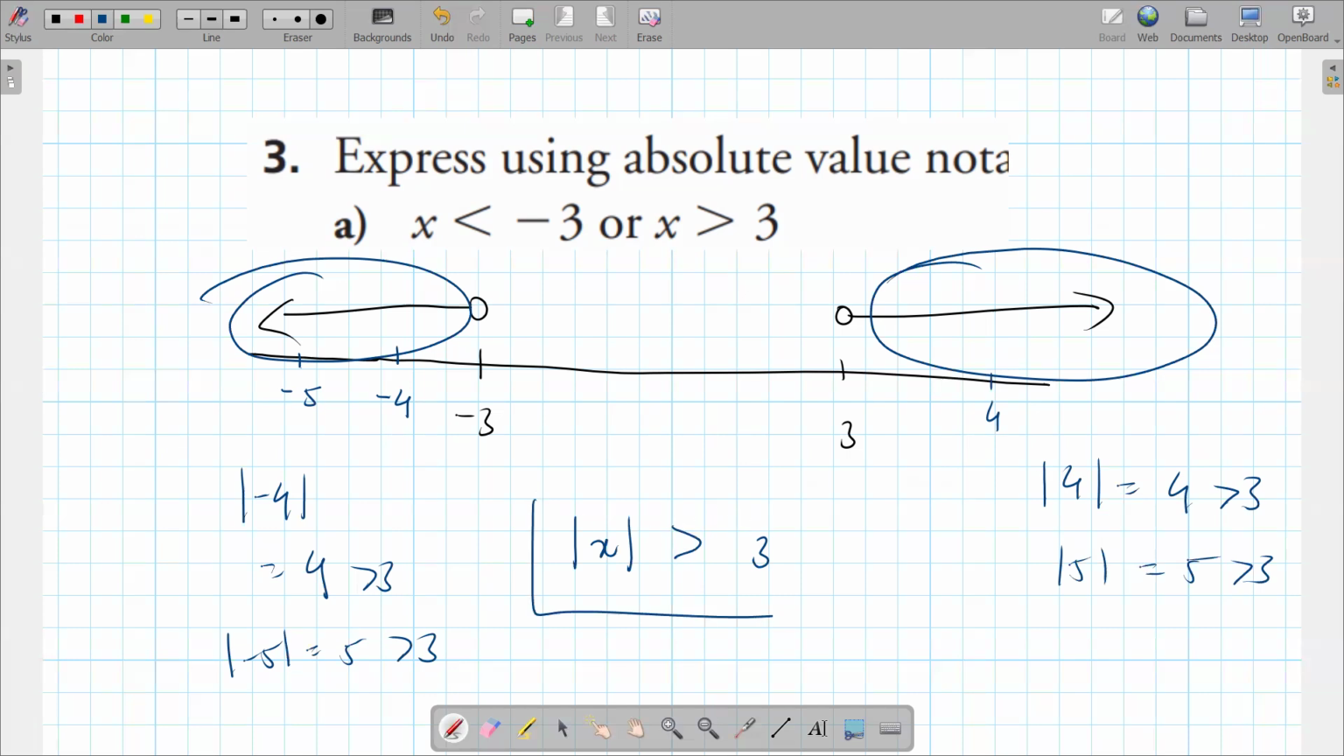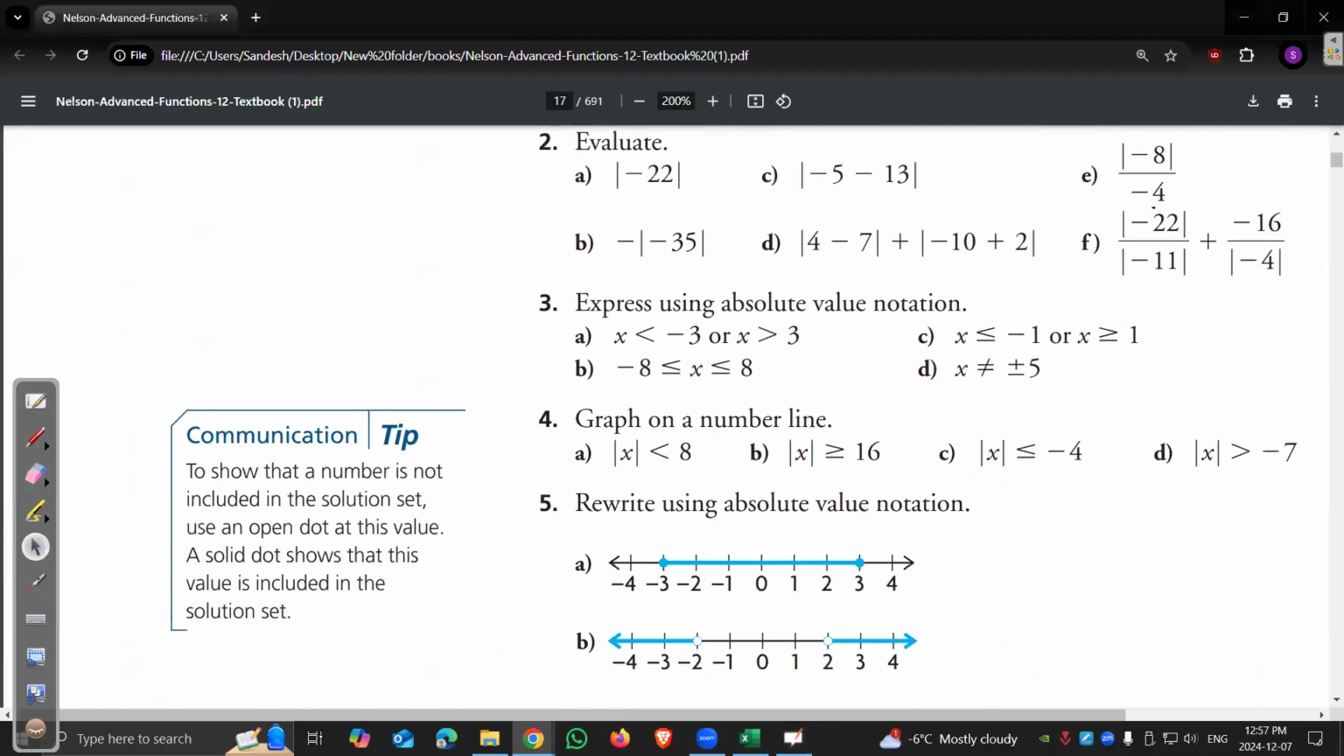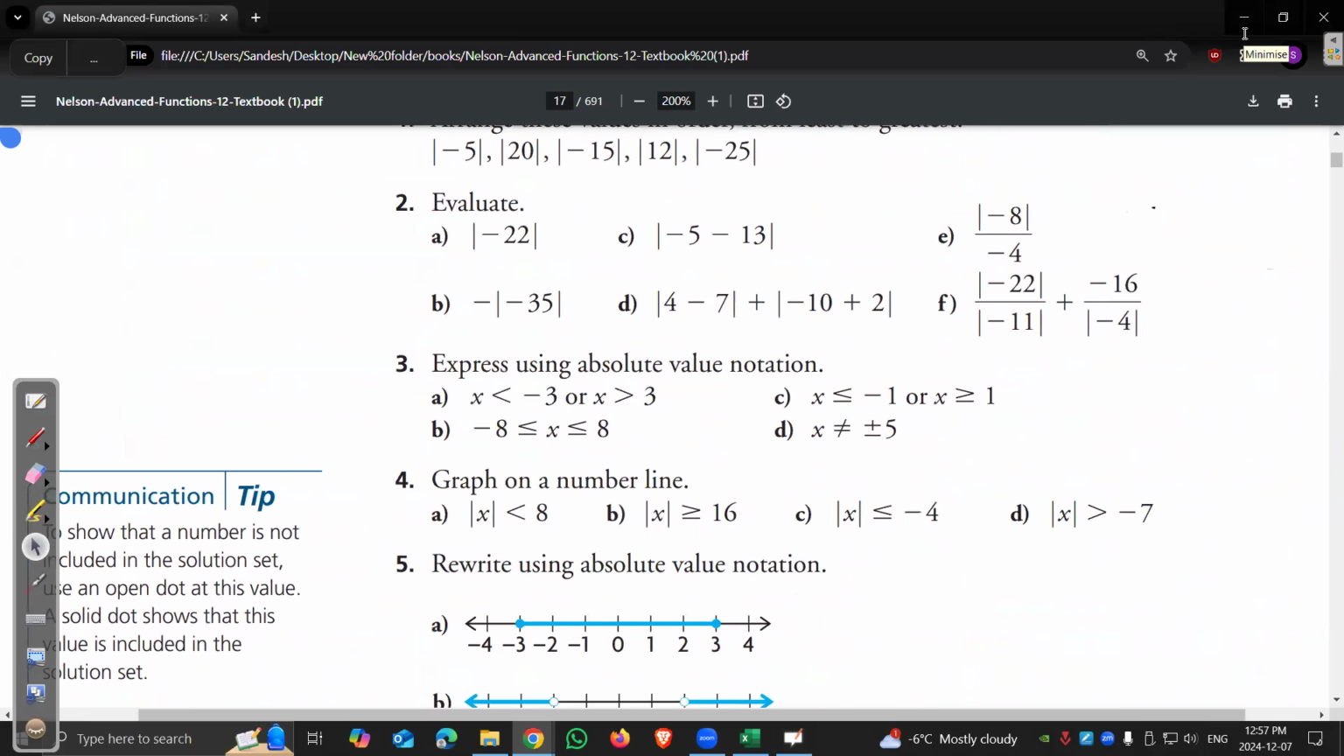That's the answer. So the goal is to use 2 different equations and combine them into one. It is a little bit tricky. I am not going to lie to you.